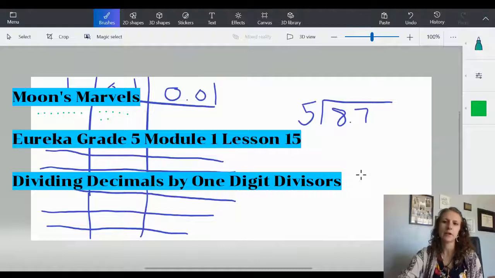Hi everyone, we are here to go over some strategies for dividing decimals by one-digit divisors. This is what we're going to go over in Eureka Grade 5, Module 1, Lesson 15.